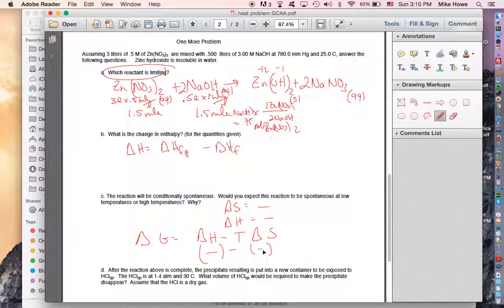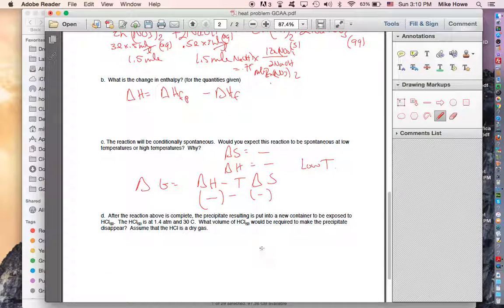But if this is a big number, a negative number minus a big negative number is going to make that shift to be positive, greater than 0, and that will be positive and non-spontaneous. So it's spontaneous if this number is small. So how do you make this small? Low temperatures. So spontaneous at low temperatures.